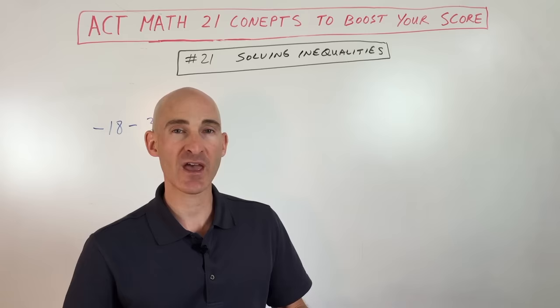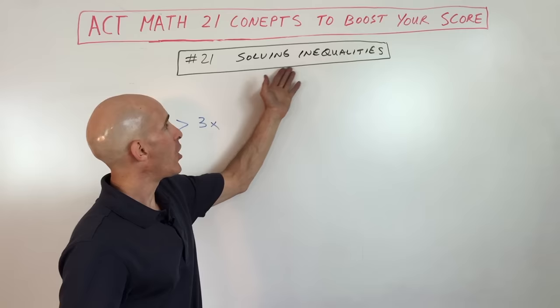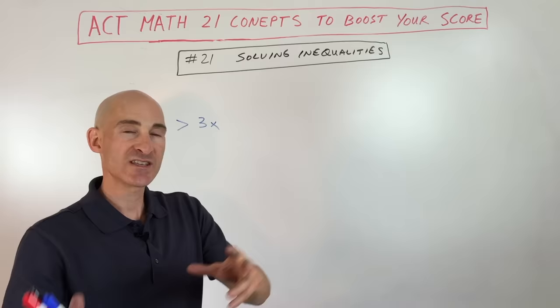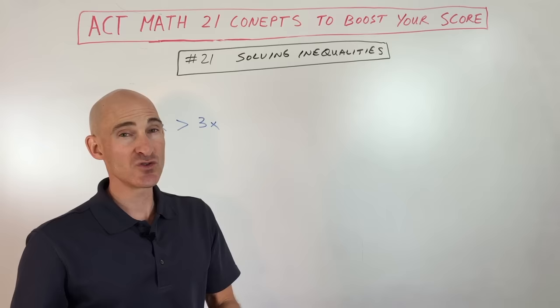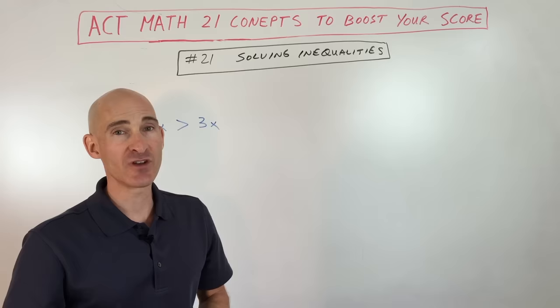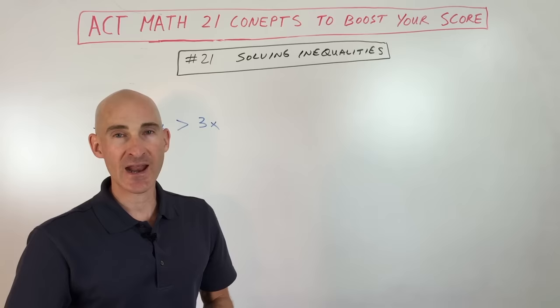But let's get into this last example, and that's talking about how to solve inequalities. When you solve inequalities, it's just like solving an equation. You want to get the variable on one side and the number on the other. But the one thing that sometimes students get a little bit confused on is what happens when you multiply or divide by a negative number. And what happens is that the inequality sign will change direction, but that's only if you're multiplying or dividing. It doesn't affect it if you're adding or subtracting negative numbers, just multiplying and dividing.